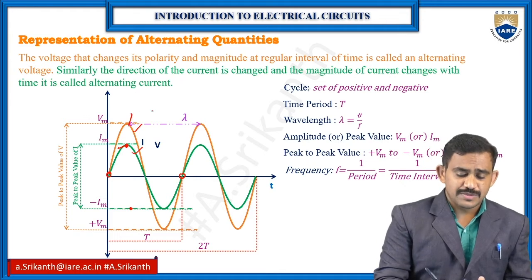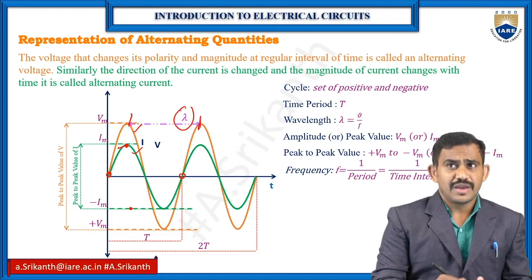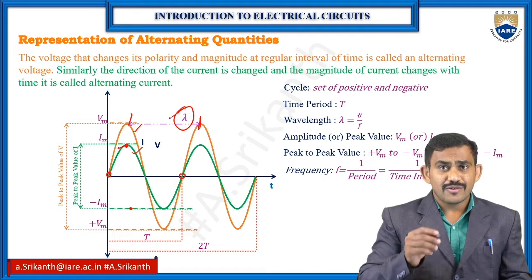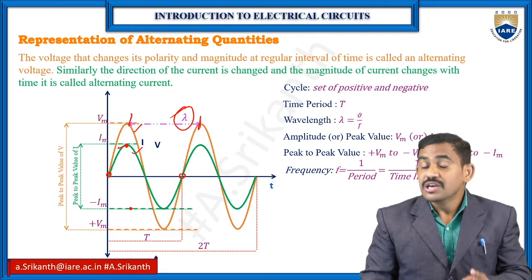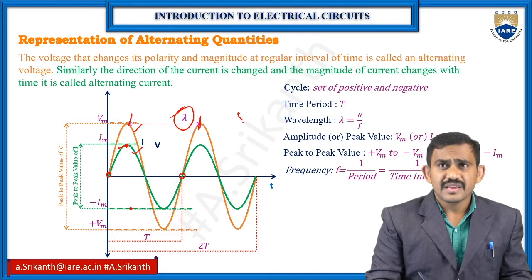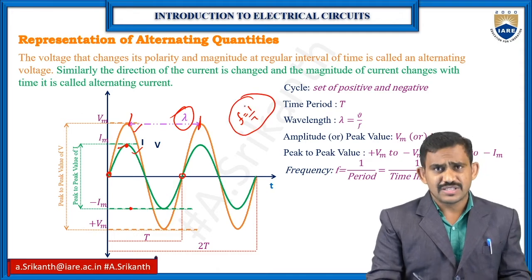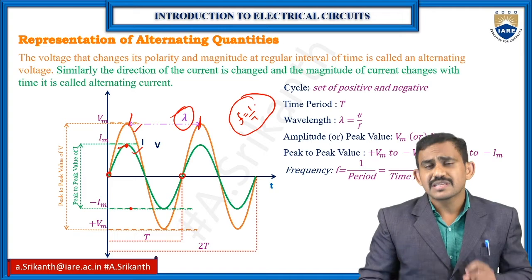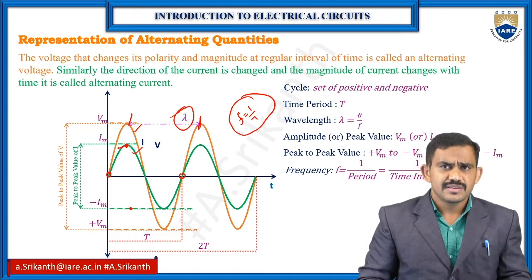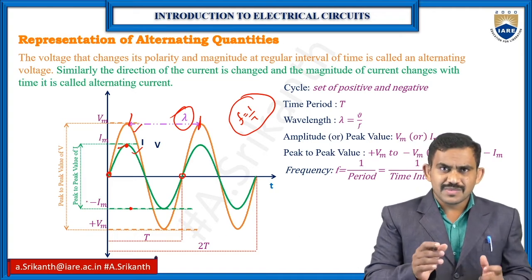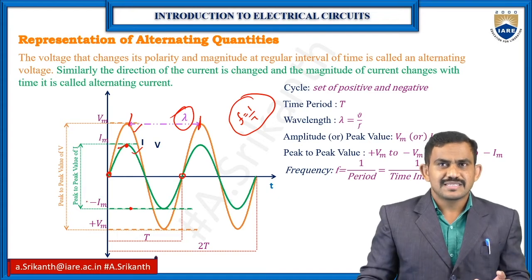Same thing, we have the two peaks. Between two peaks we have the wavelength. Okay. And we have one more for AC, the frequency. So for frequency, F equal to 1 by T, that is 1 by time period, that is your frequency value. So depending upon different timings, the frequency value will change. Okay guys, this is some information on the sine wave.